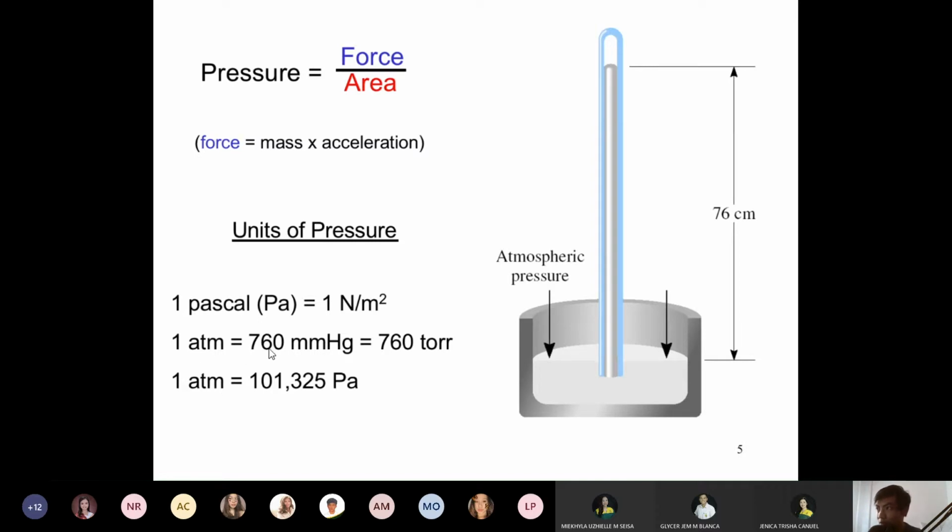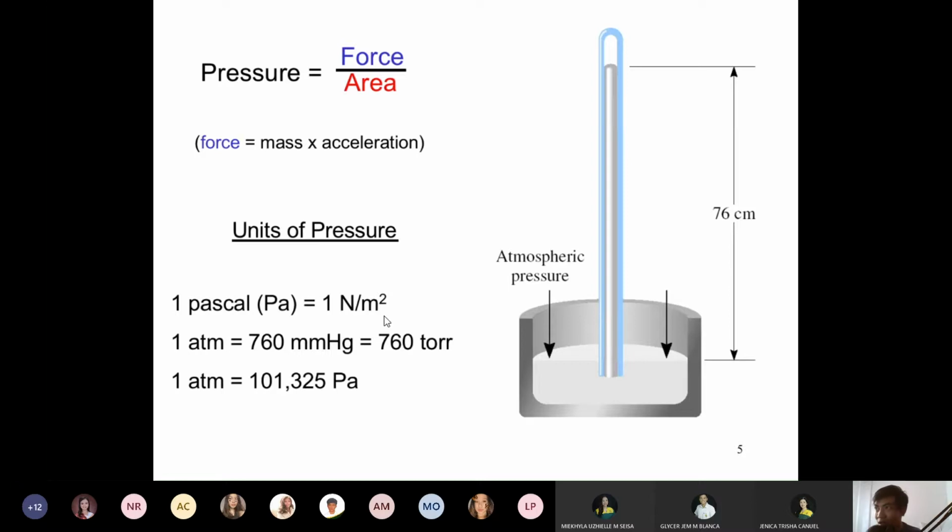1 atmosphere is equivalent to 760 millimeters of mercury, or equal also to 760 torr. In the SI world, sa mundo ng SI units naman, 1 atmosphere is equivalent to 101,325 pascals. Sir, kailangan ko ba kabisaduhin yan? Kagaya ng sinasabi ko, sinasa puso yan. Hindi ko sinasabing kabisaduhin, pero kailangan isa puso.